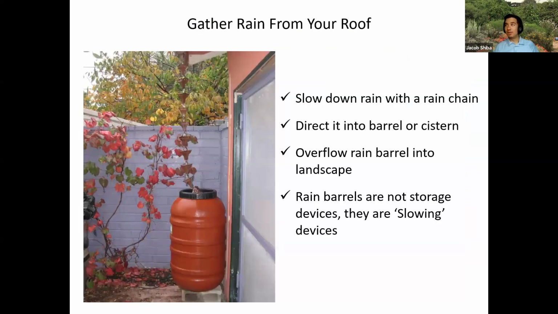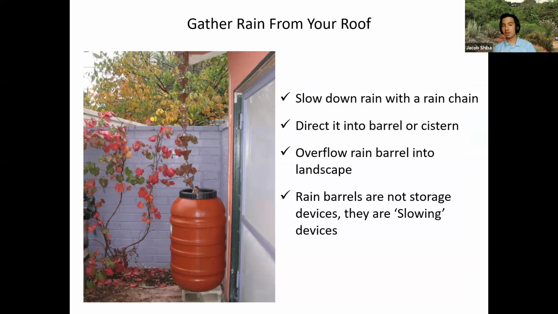Now, some of you may be thinking, well, what about all that water on our roof? What if we store it in, say, a rain barrel? Well, rain barrels hold about, say, 45 gallons of water on average. Think about that 1-inch storm. We're generating over 600 gallons of water. So rain barrels, we like to think of them less as a storage device, but more as a slowing device.